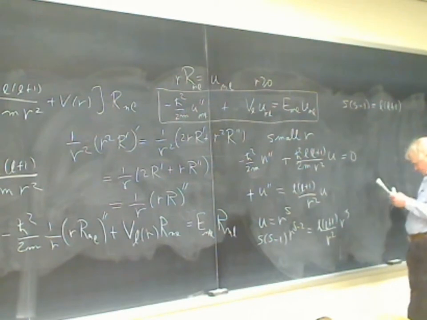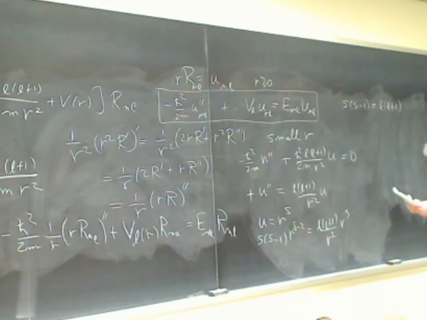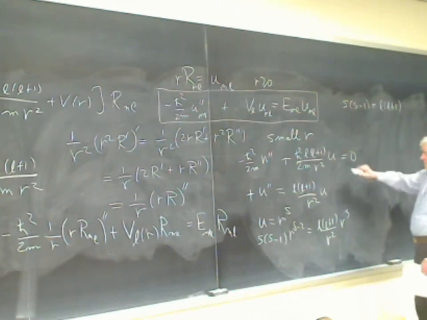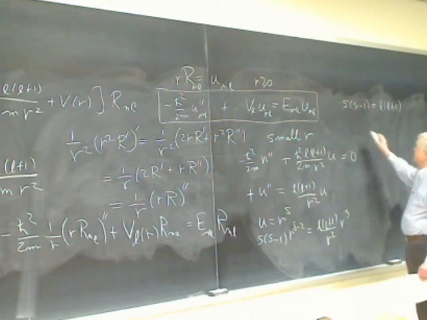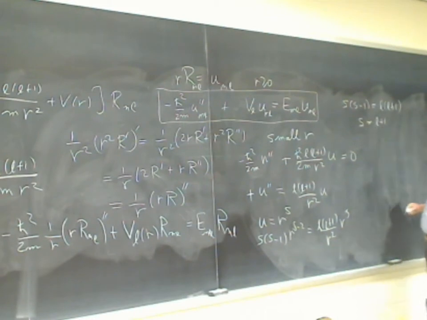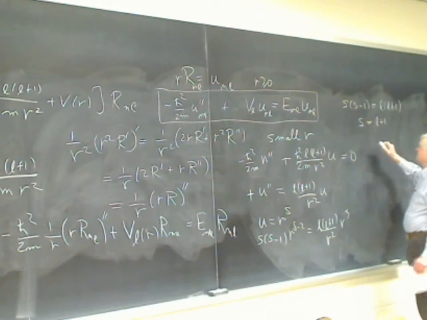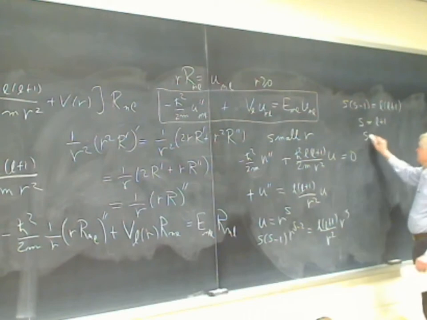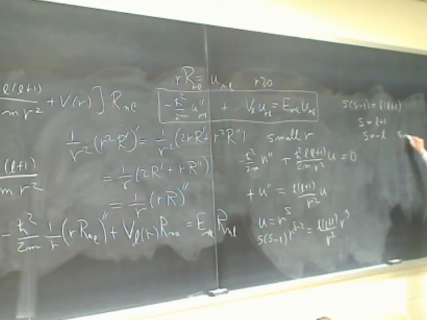Well, all right, it's just that I'm departing from the notes, and so I'm using a different thing here. What we can say here is that s can be equal to l plus 1. If s is equal to l plus 1, this is a solution, right? Because the other solution is s equal to minus l. But this is a singular solution, and so we're not going to take that solution. So u sub nl of r goes as r to the l plus 1 as r goes to 0.